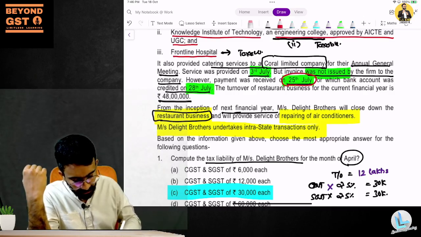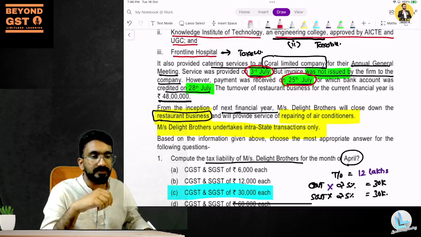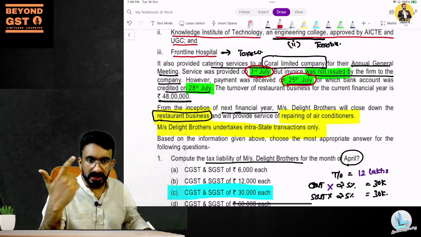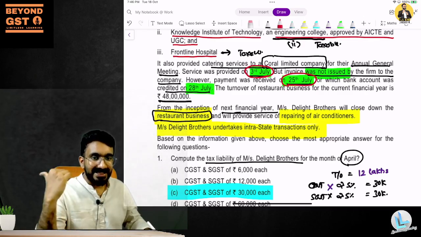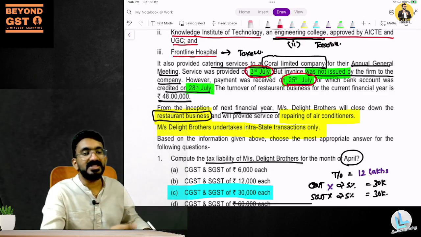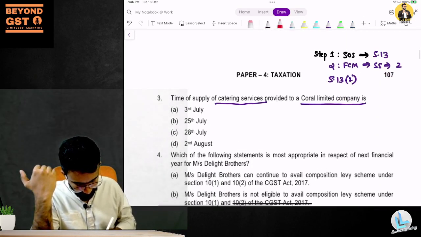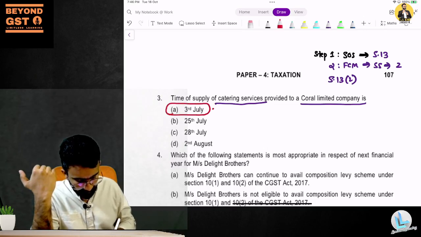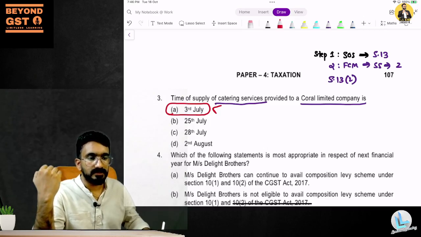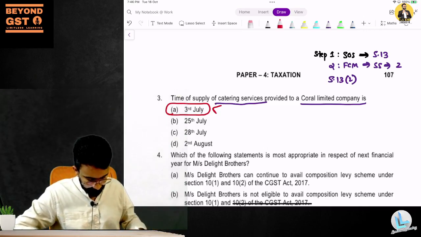25th of July compared with 3rd July, which is the completion date. What will be the time of supply in this case? If the invoice is not issued within 30 days from the date of completion, the time of supply is the date of provision or completion of service, or date of receipt of payment, whichever is earlier. The earlier date is 3rd July here. That will be the answer. Is it clear? Very simple, straightforward, but it's covering everything.